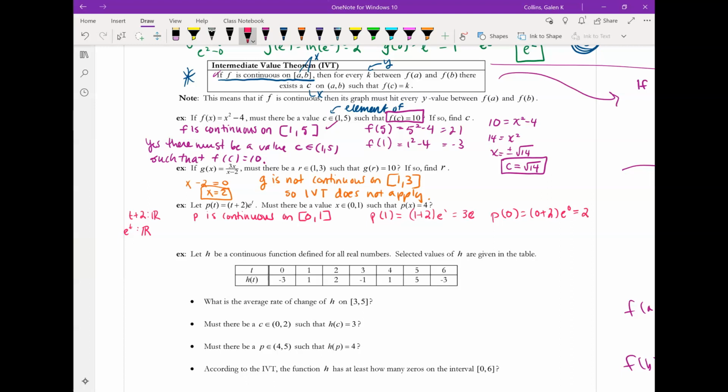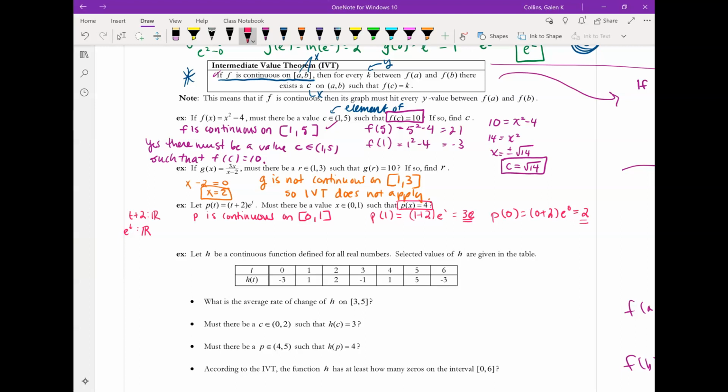So the question is, is 4 between 2 and 3e? And we know e is almost 3. It's less than 3, but it's nearly 3. So 3e is less than 9, but nearly 9. So I know 4 does exist between 2 and 3e.